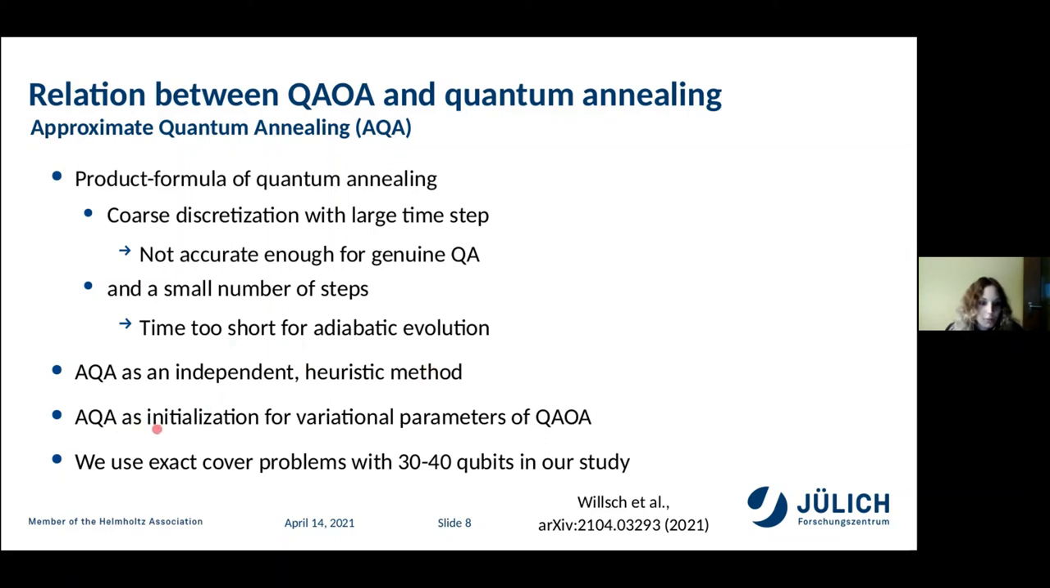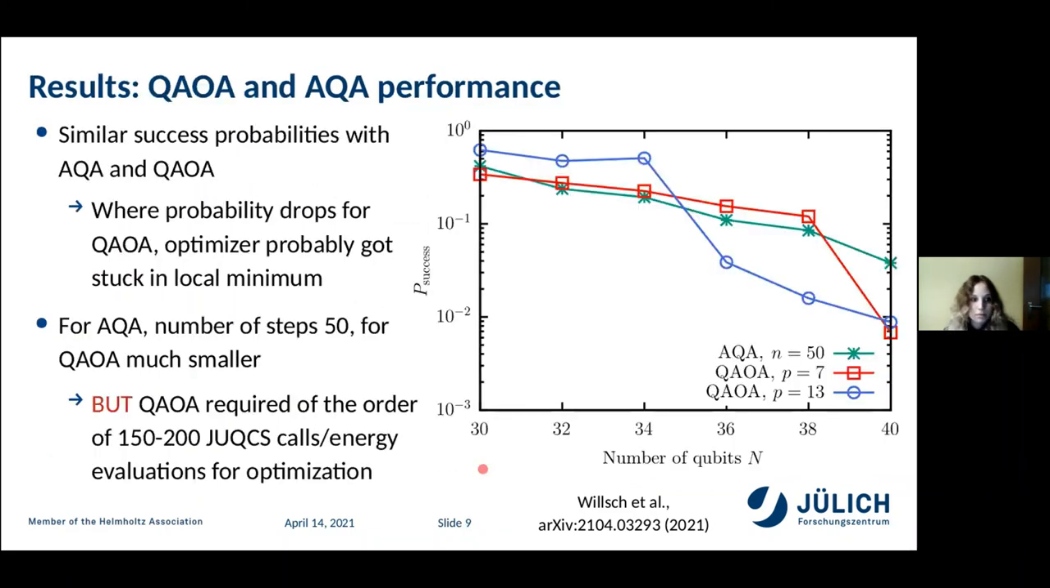but also as the initialization for the variational parameters of QAOA. And in our study, we use exact cover problems with 30 to 40 qubits. And here are some of the results. So we have the success probability, so the probability to find the ground state.